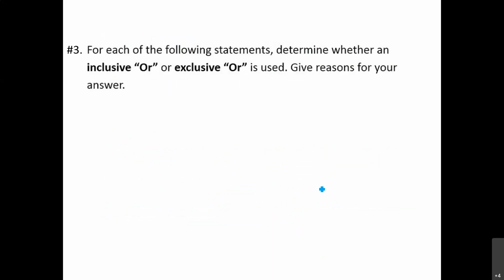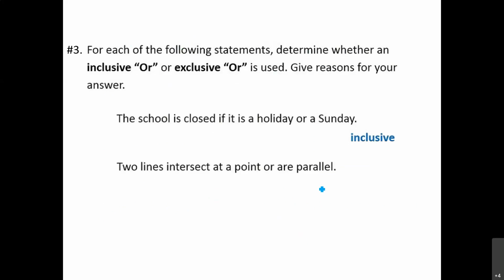For each of the following, determine if it's an inclusive or exclusive or. The school is closed if it is a holiday or a Sunday. It's inclusive. If it's both a holiday and a Sunday, you're definitely not going to go to school. The two lines intersect at a point or are parallel. There's no way both can happen at the same time, so it's exclusive.